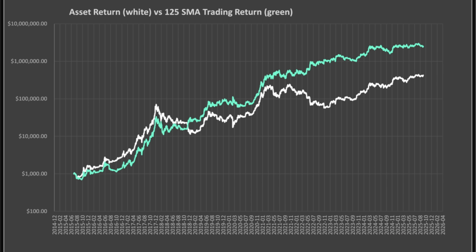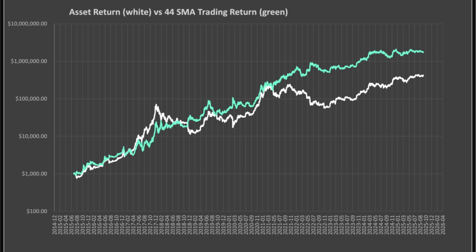Now have a look at the historical performance versus buying and holding Bitcoin. So we are betting on rising prices whenever we are above. We're betting on falling prices whenever we are below. This is the 125-day. Buying and holding Bitcoin would have given us this performance here in white, but the backtest gave us the performance in turquoise. Here's the same for the 44-day simple moving average.